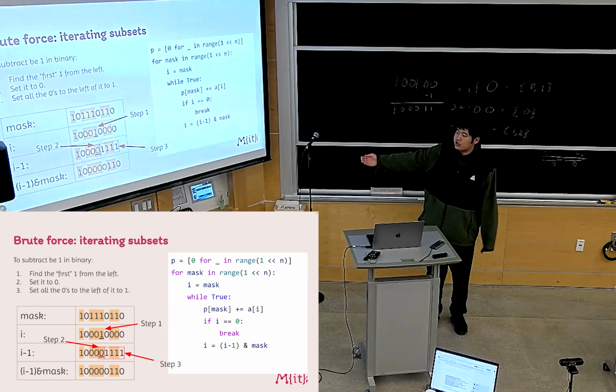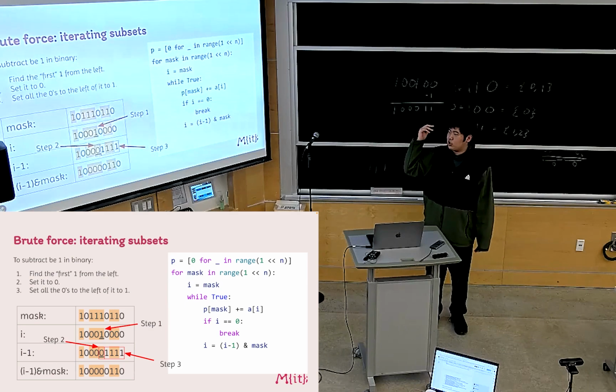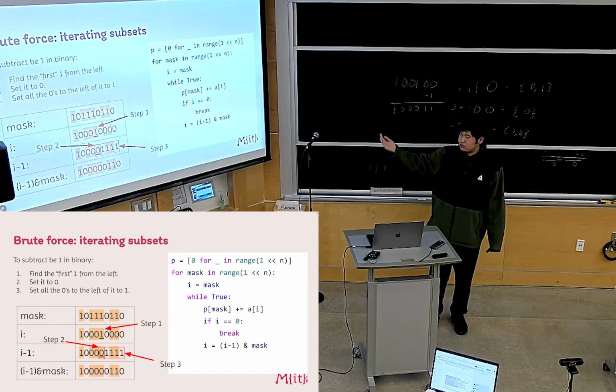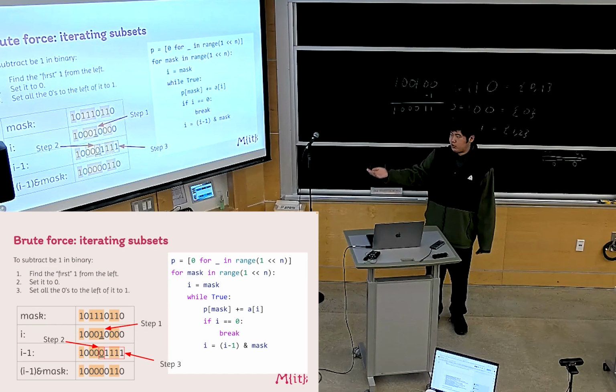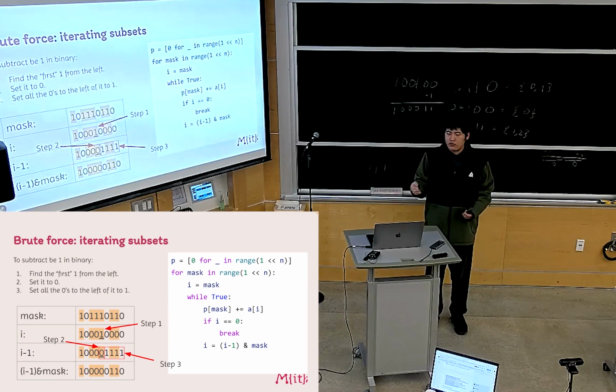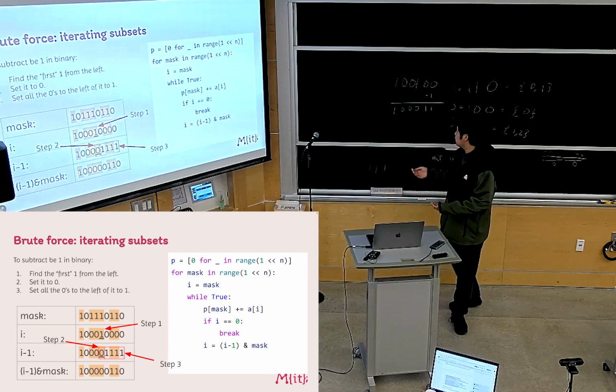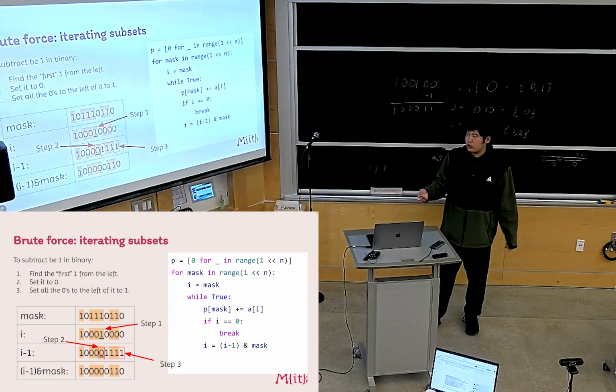So we can see that in step 1, we first find the rightmost one. It is underlined there. Then in step 2, we set it to 0. And in step 3, we set all the zeros that were to the right of it to 1. And this is how you would subtract in binary.